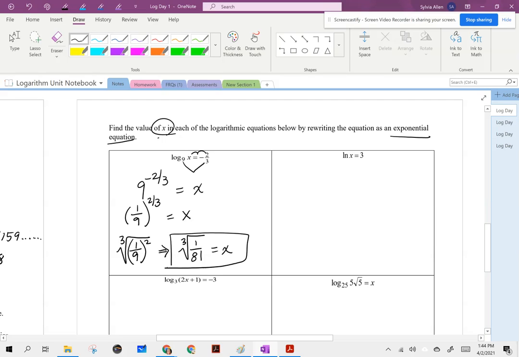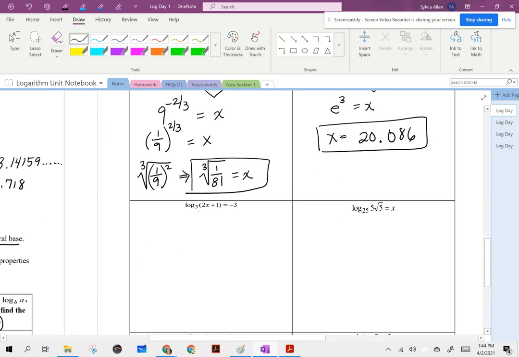Okay, so we're finding the value of x, but we're rewriting it in an exponential equation first. So remember, if you have ln with no base, it defaults to an e. So e to the third equals x. And now you can go to 3 decimal places. Therefore, x is equal to 20.086.